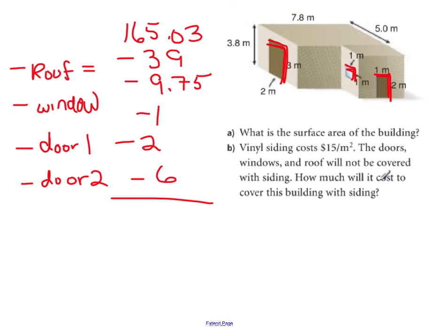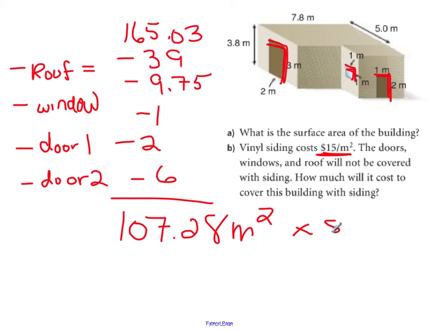Okay, so we took this total surface area, we took away the 2 portions of the roof, the window, and the 2 doors. So let's see what we get here. 165.03 minus 39 minus 9.75 minus 1 minus 2 minus 6. So I get an area of 107.28 meters squared. Each meter squared costs $15. So I'm going to times this by $15 per meter squared to find out the total cost.